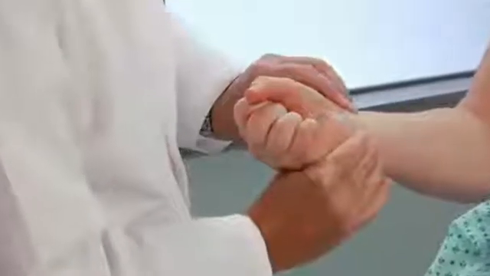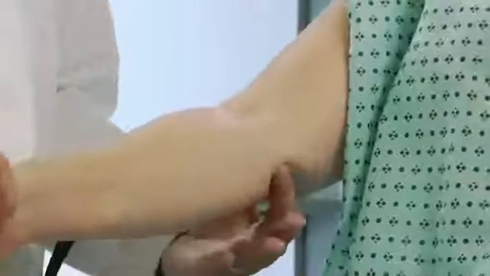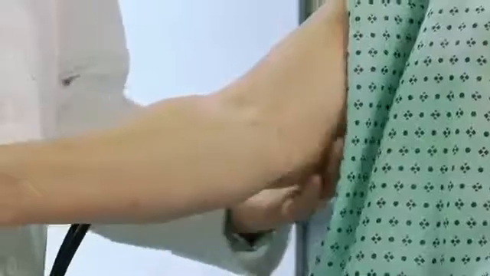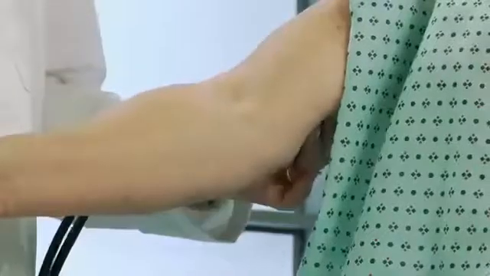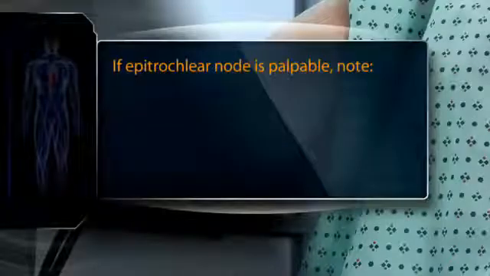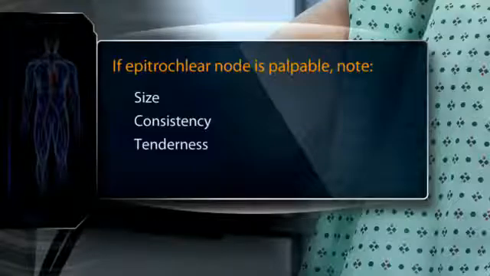To assess the patency of the radial artery when indicated, repeat these steps, but this time release the pressure over the radial artery. Next, try to feel for one or more of the epitrochlear nodes. With the patient's elbow flexed at approximately 90 degrees and your hand supporting the forearm, feel in the groove between the biceps and triceps muscles about 3 centimeters above the medial epicondyle. If the epitrochlear node is palpable, note its size, consistency, and tenderness. These nodes are difficult or impossible to identify in most healthy people.